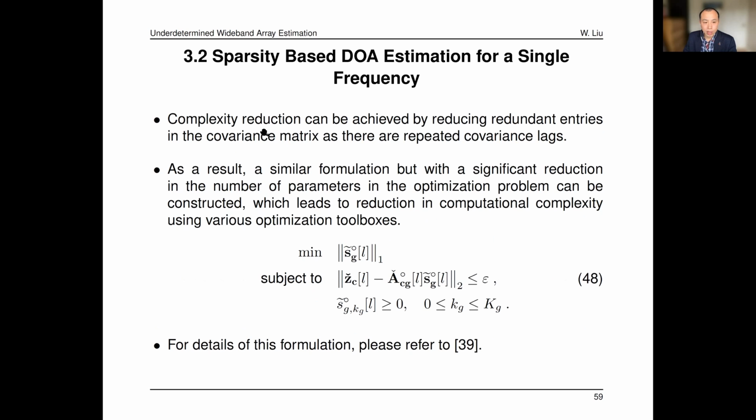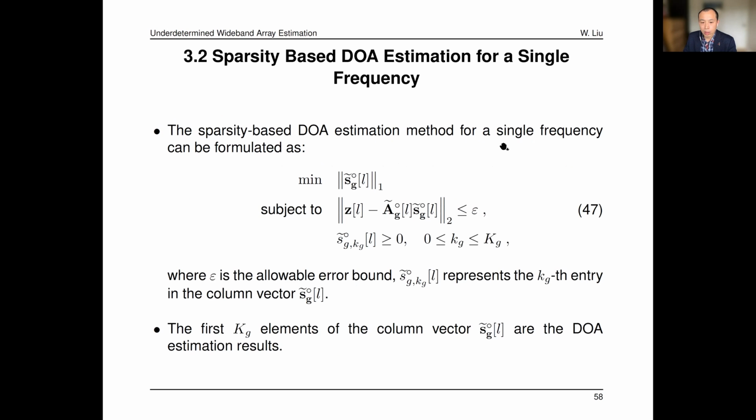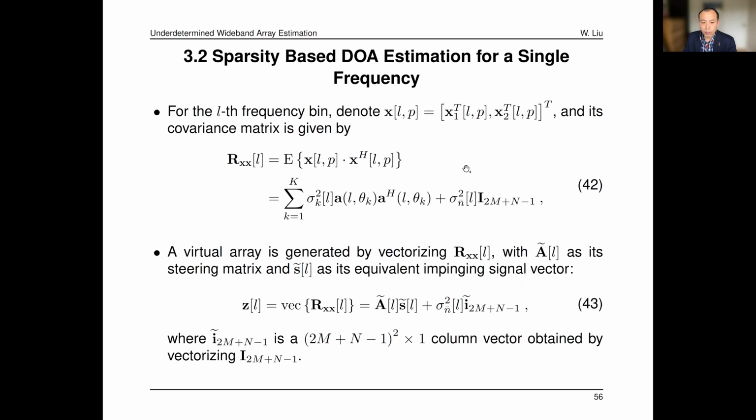Now, as before, you can reduce the complexity by removing redundant entries in the covariance matrix, as there are repeated covariance lags. So in the covariance matrix, you have repeated lags here, and you can merge them together to have a better estimation for that lag. Also, at the same time, you can reduce the number of variables in the optimization problem.